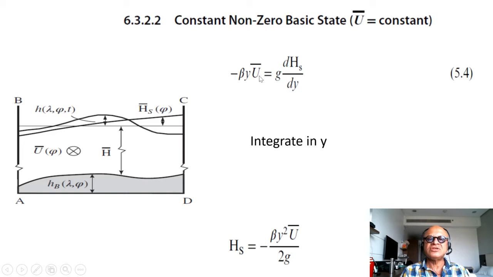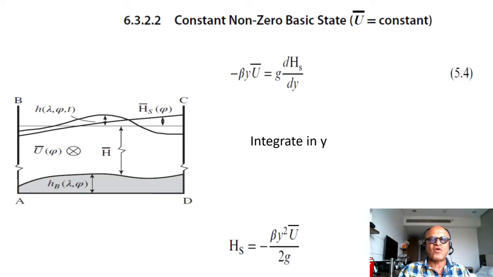Since in this case u bar is constant, we can integrate this equation in y and end up with an expression for the deviation from the mean height for this slope we need to drive geostrophic currents. So Hs is then written as minus beta y squared u bar over 2g. So you integrate both sides and you get y squared over 2g and Hs.